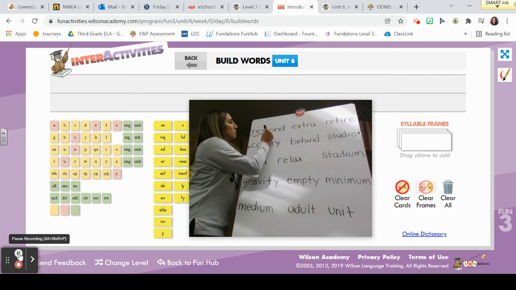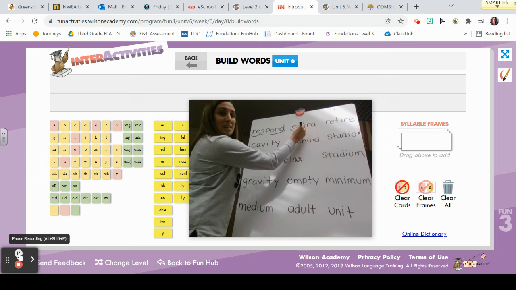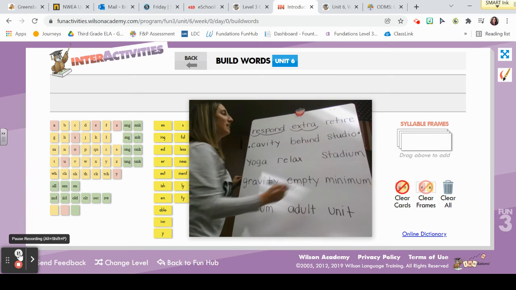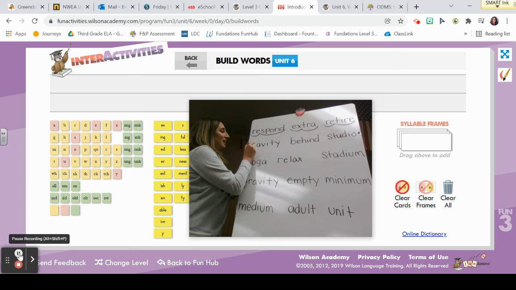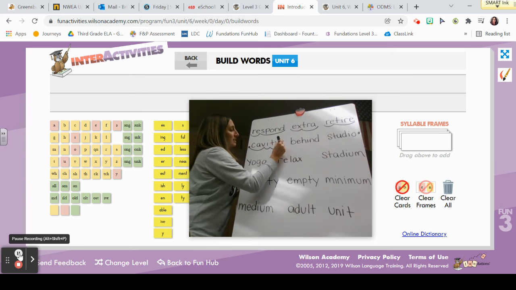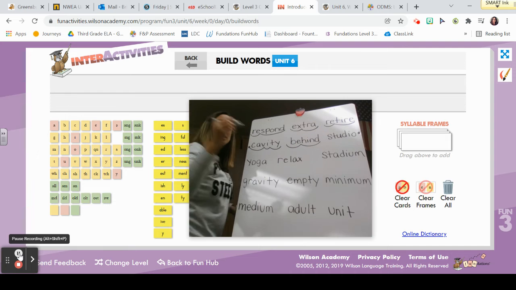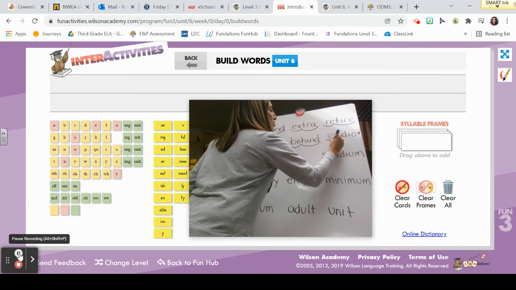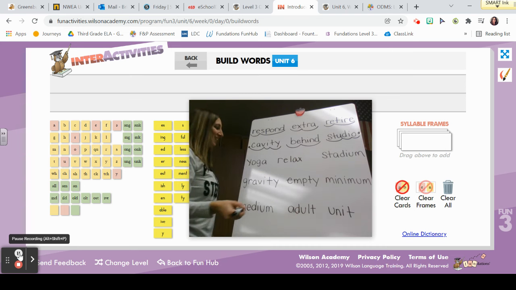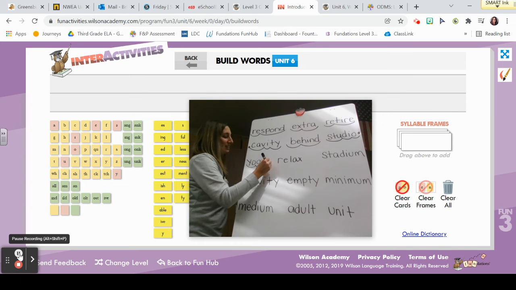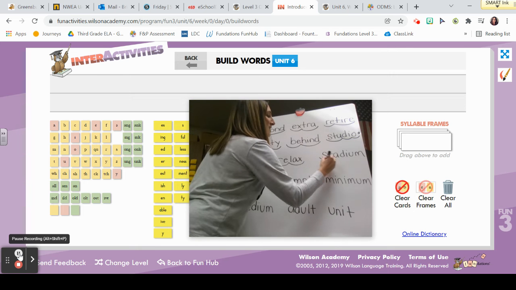Respond. What's my word? Respond. All right, keep going. Extra. Good. Retire. What is it? Retire. Cavity. What's the word? Cavity. Behind. What is it? Behind. Studio. Oh boy. Studio. Good. Yoga. Yoga. Relax. Relax. Stay.